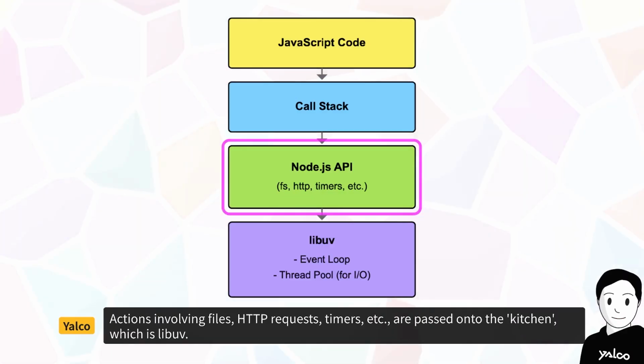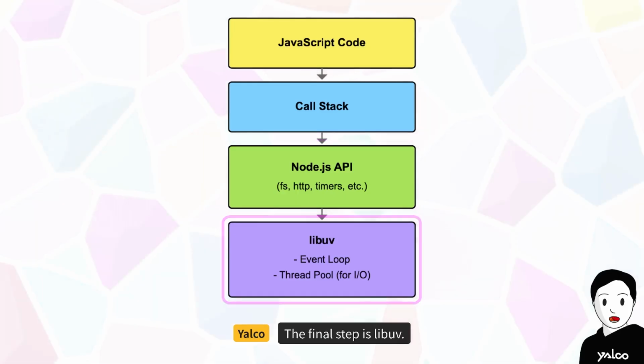The following step is where asynchronous tasks, essentially like passing the orders that require cooking onto the kitchen, come into play. Actions involving files, HTTP requests, timers, etc. are passed onto the kitchen, which is libuv. The final step is libuv.